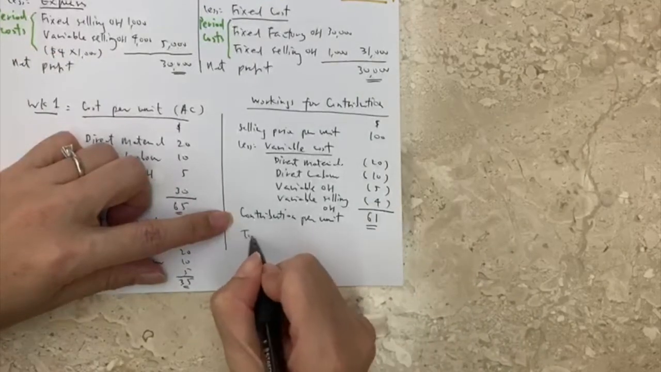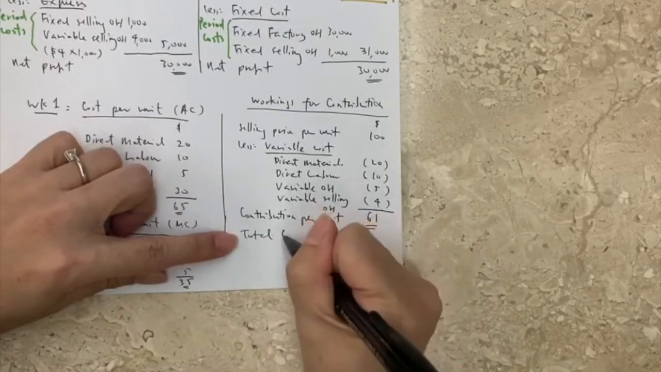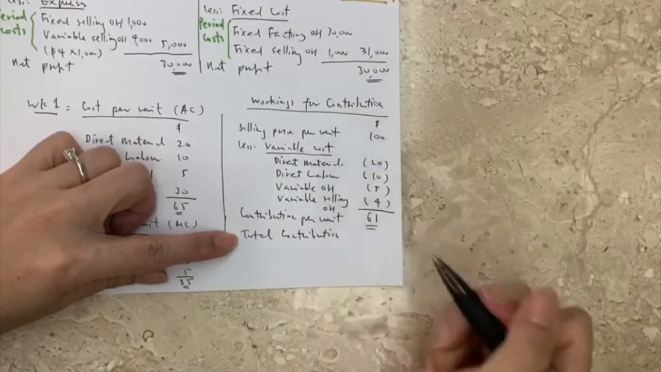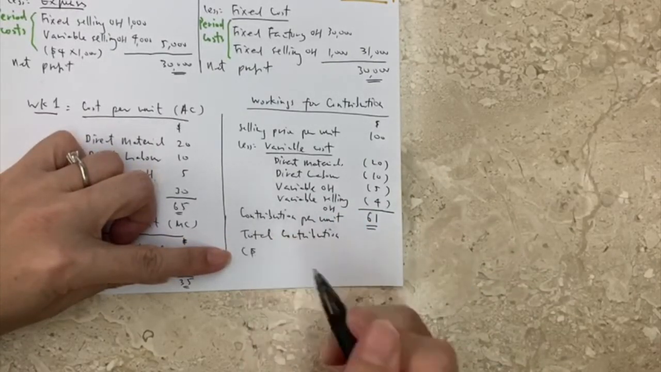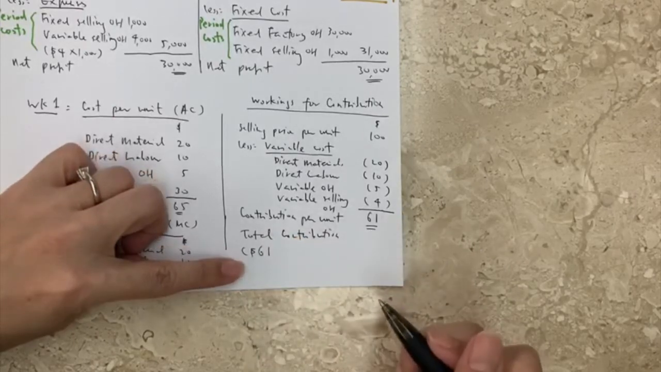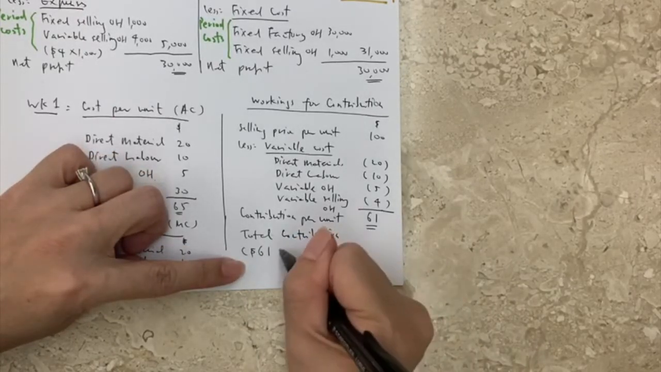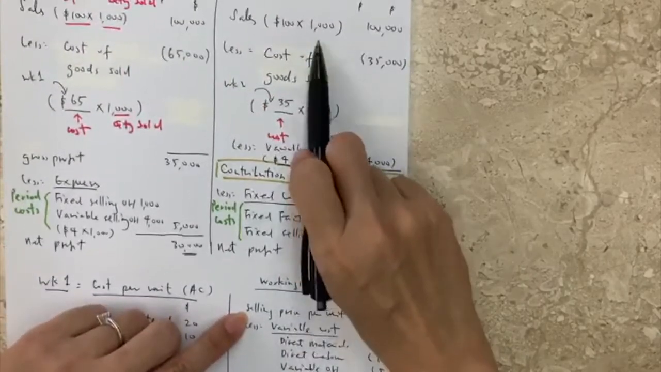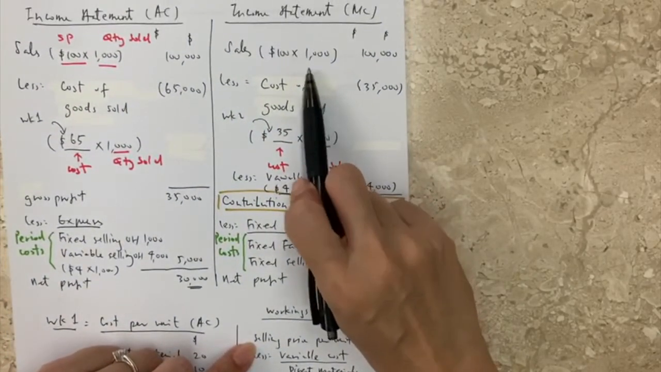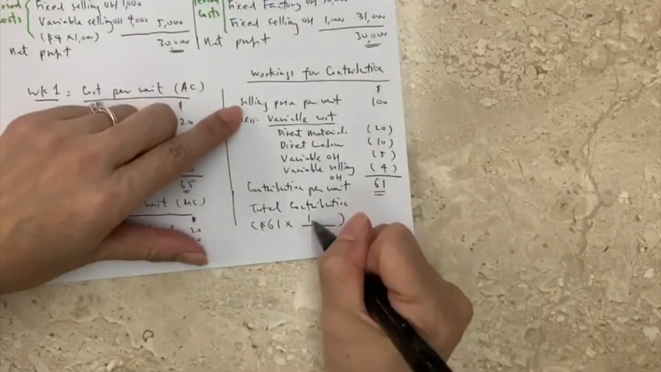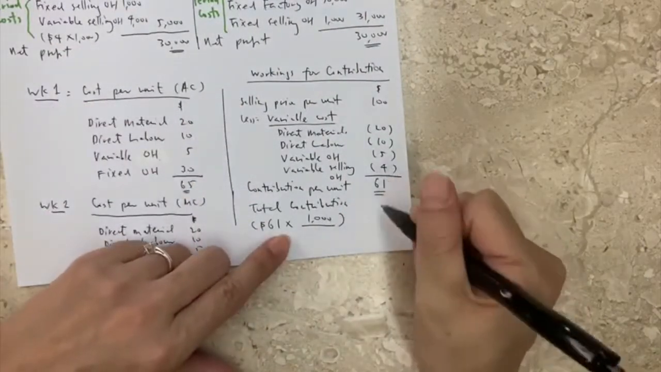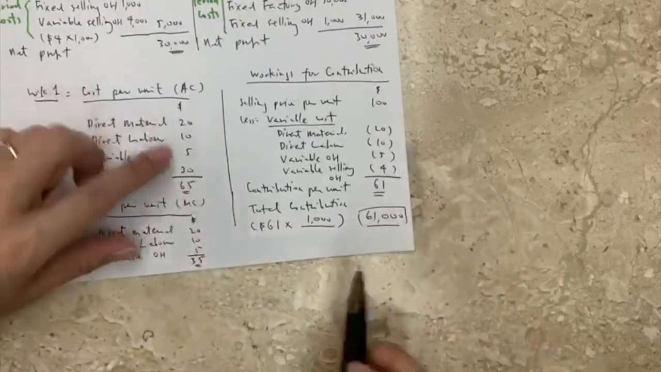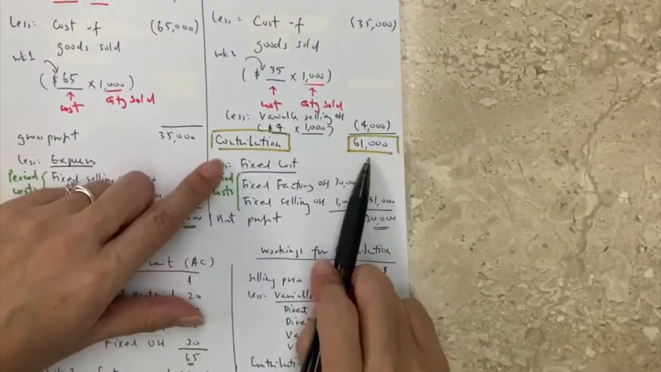So how do we get total contribution? Therefore total contribution will be equal to 61 per unit times the quantity sold in January, which is 1,000 units sold. Okay, so therefore I get this 61,000 as total contribution, which is same as contribution here.